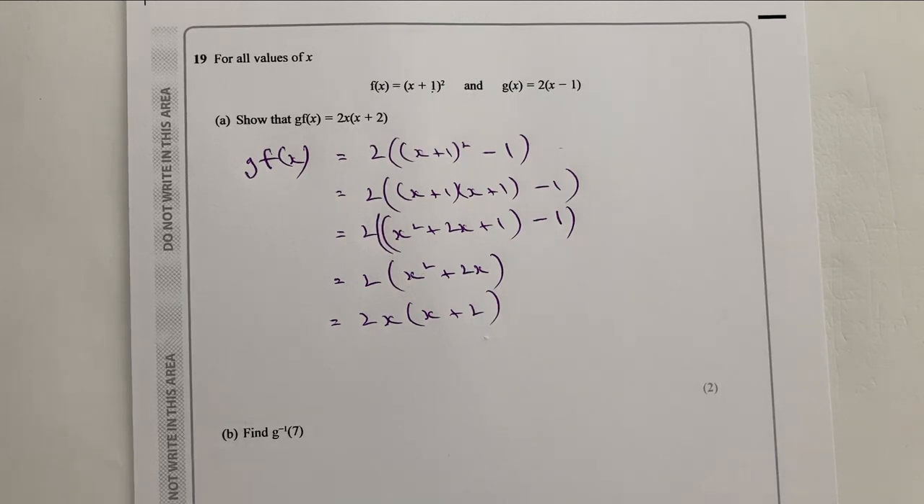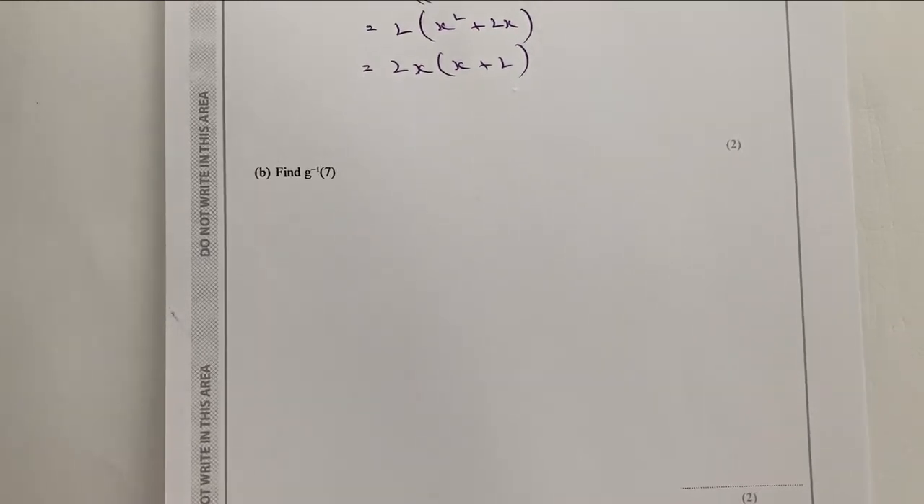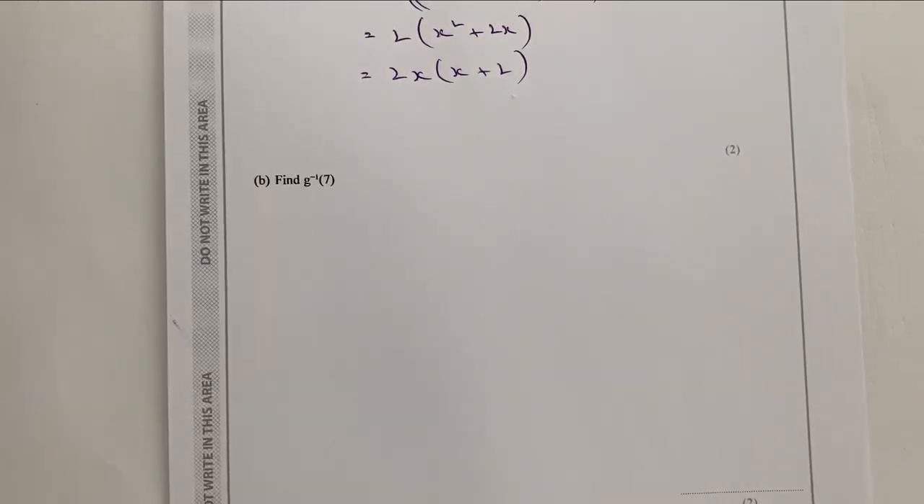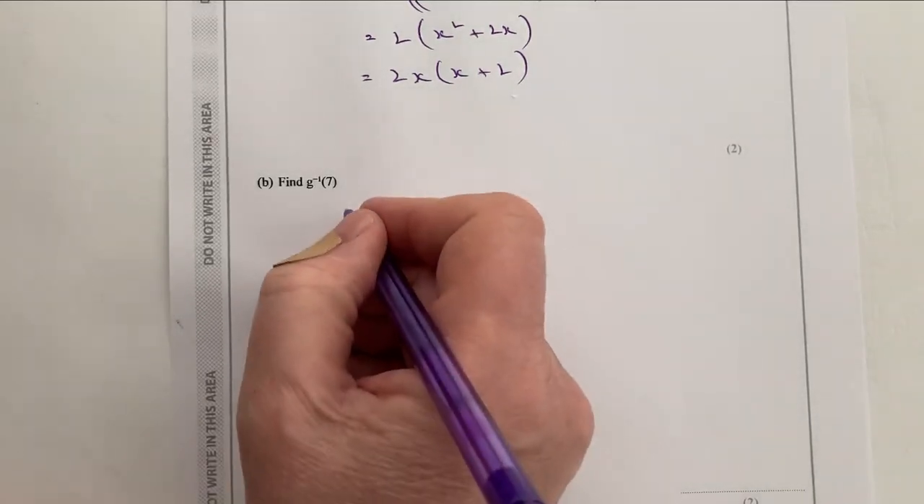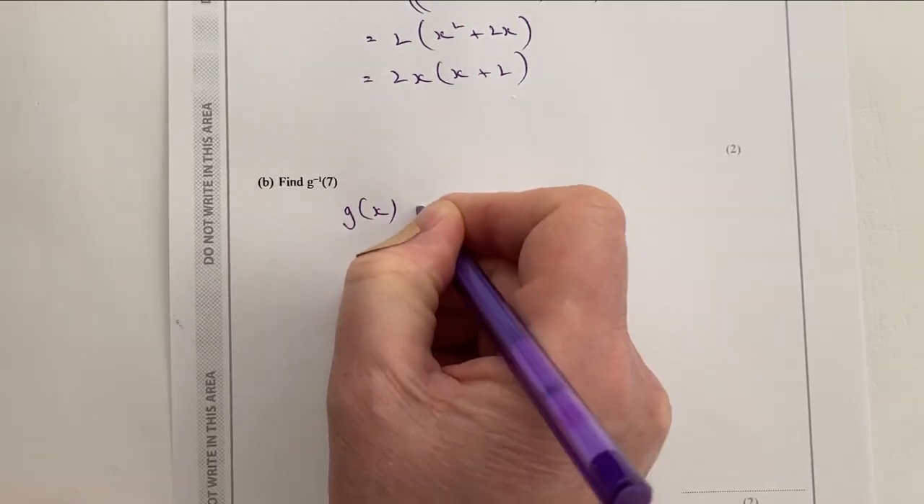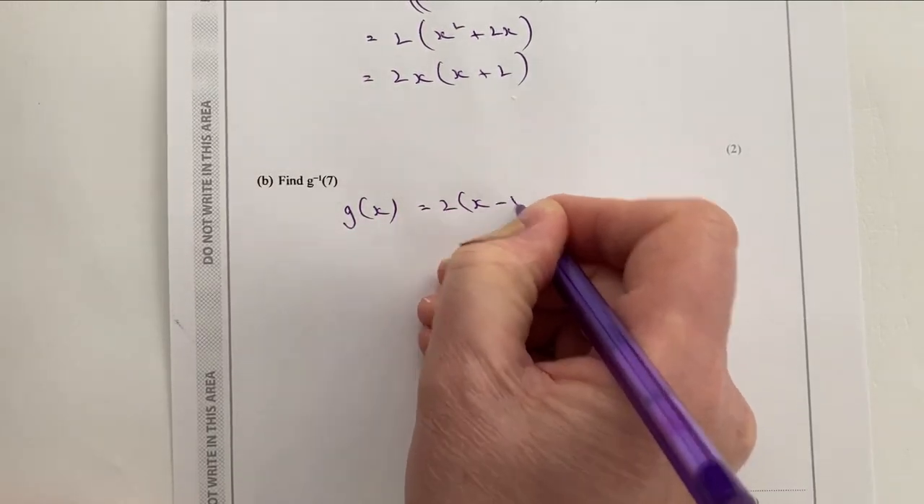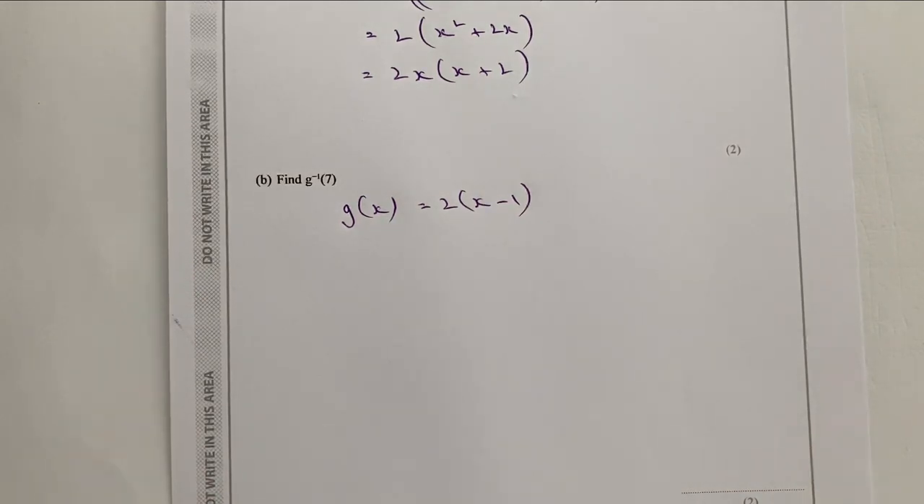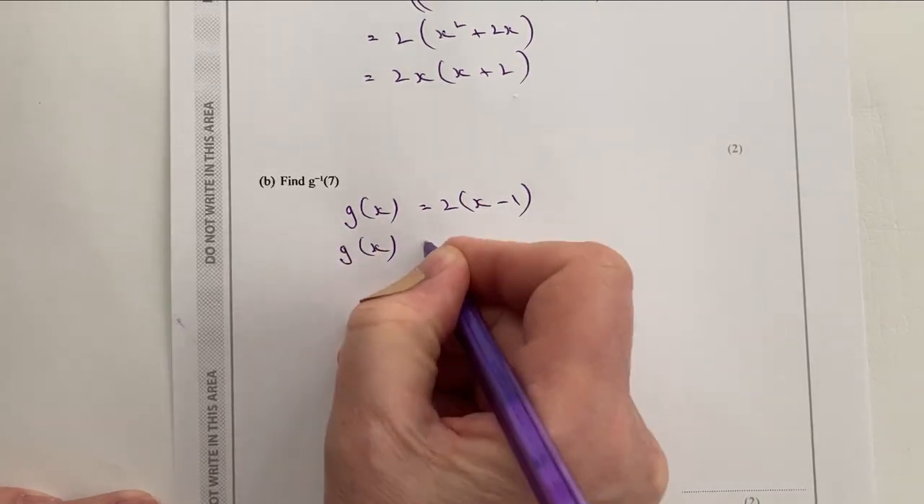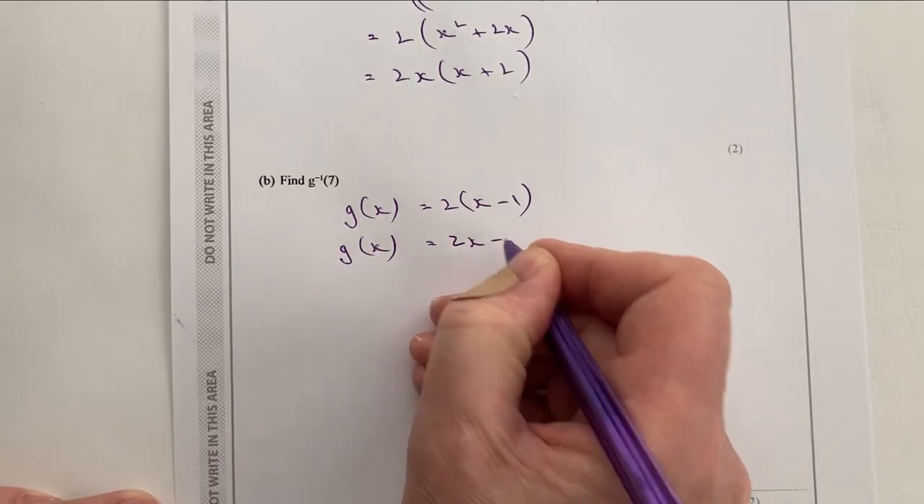Okay, so let's have a look then at finding the inverse function of g, and then use that to figure out what the value is when you plug 7 in. So let's look at first the inverse function. At the moment, I've got the g function equal to 2 times (x minus 1). It's going to be a little bit easier if I just expand those brackets, so I'm going to write this as g(x) equals 2x minus 2.